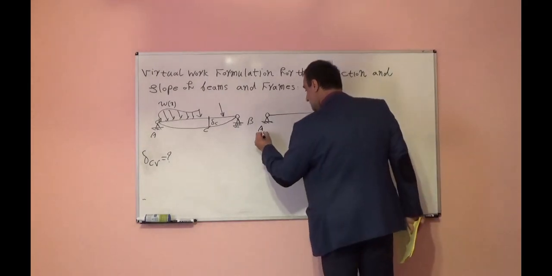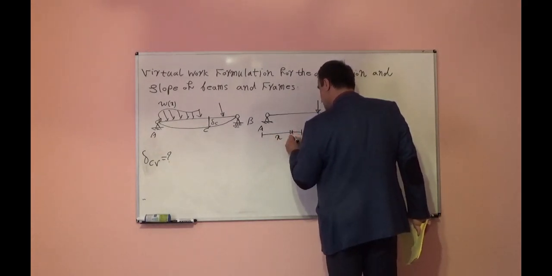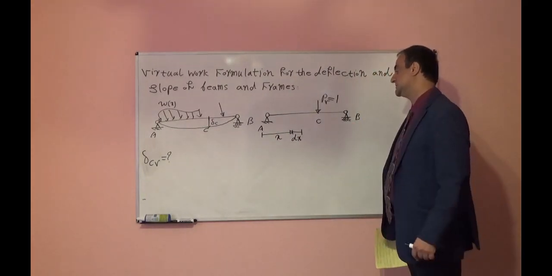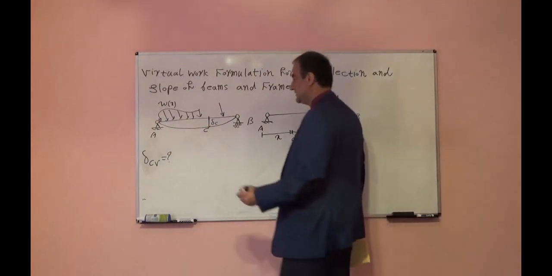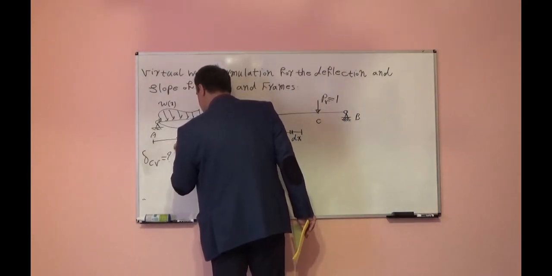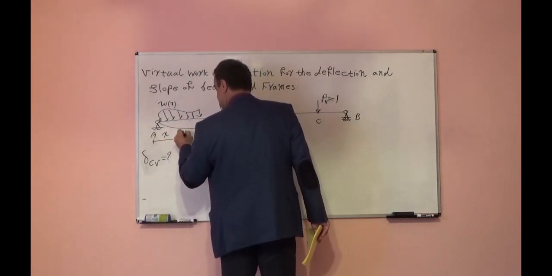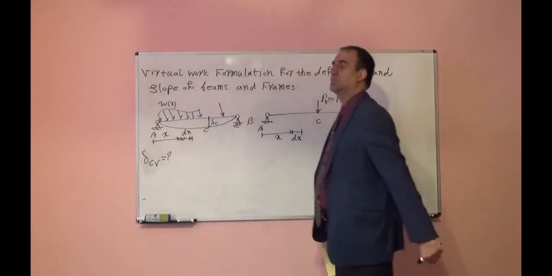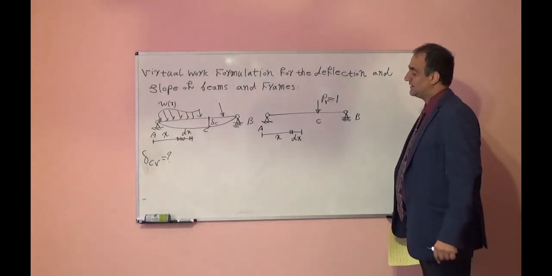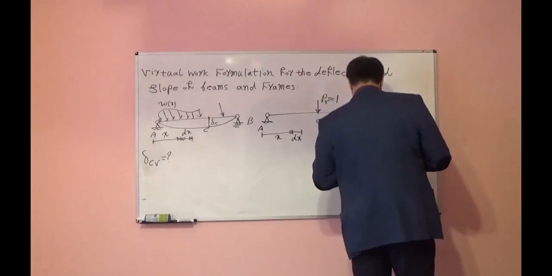If we look at one small segment of this beam, the segment length is dx, and the distance from the left support A is x. What will happen in this segment under the real load and virtual load? The same segment is a very small portion of the beam, with differential length dx, and the distance from the left support A is x.